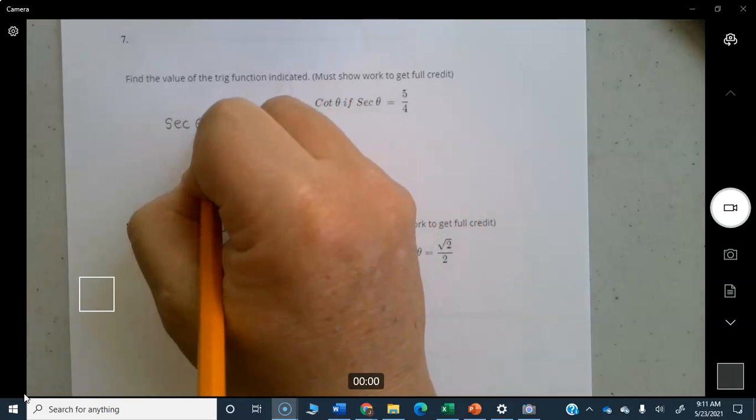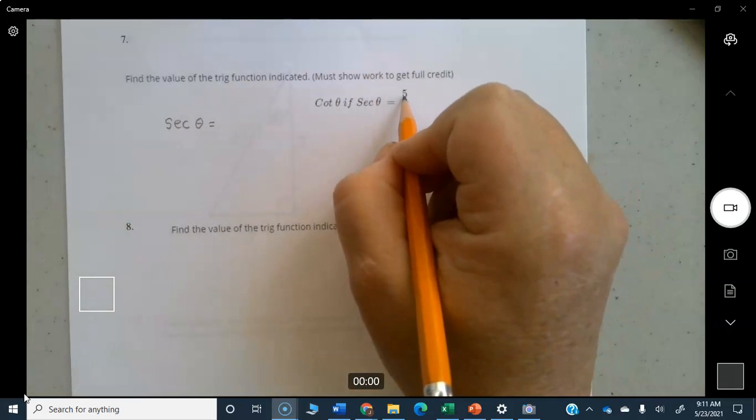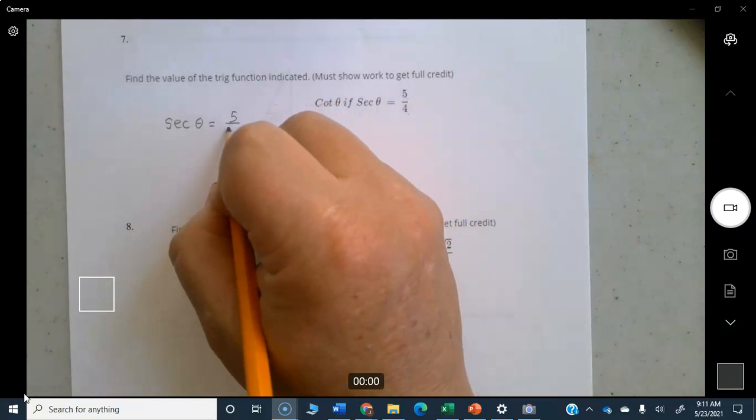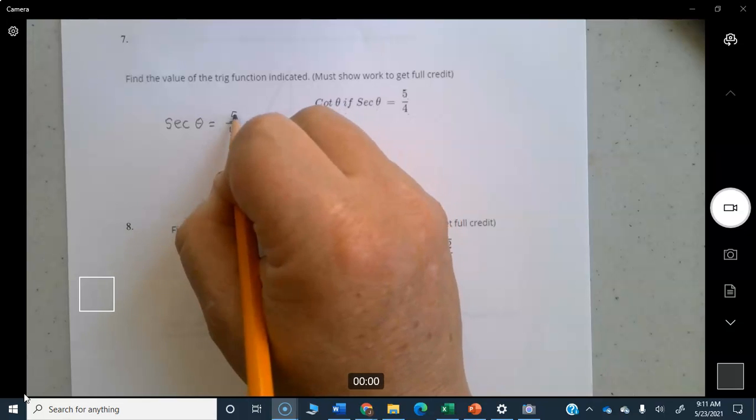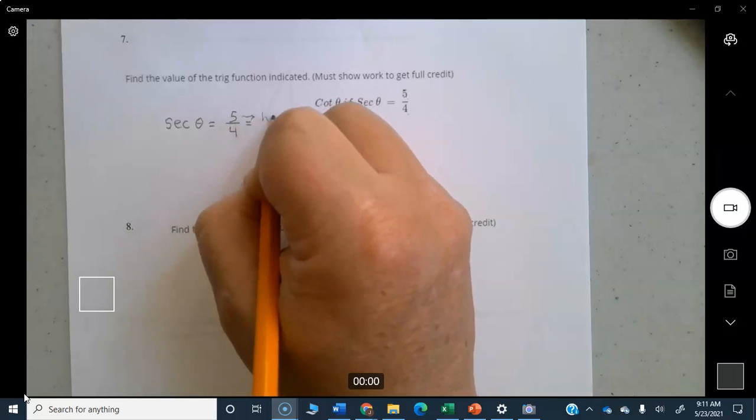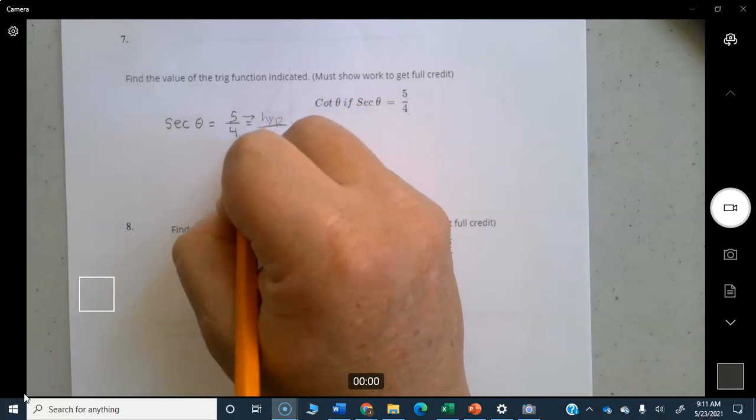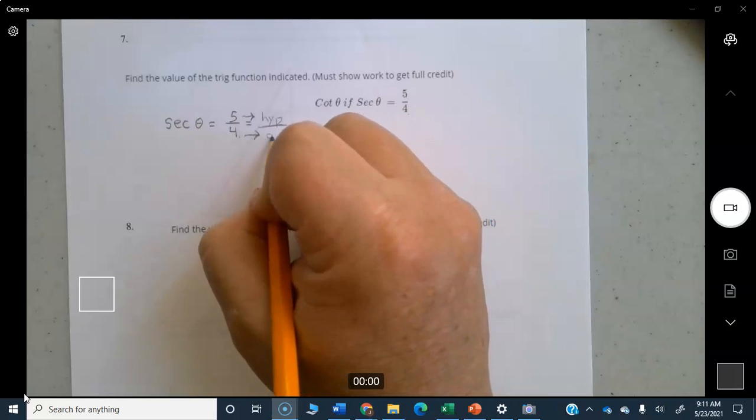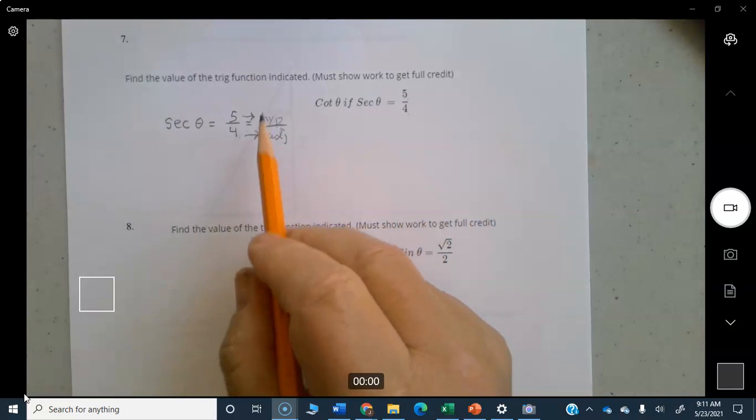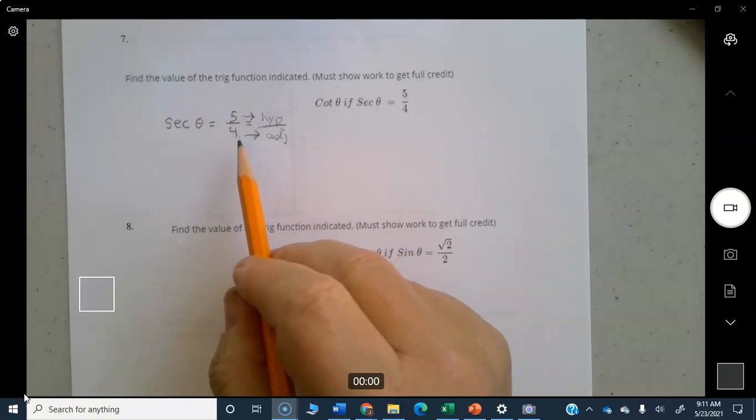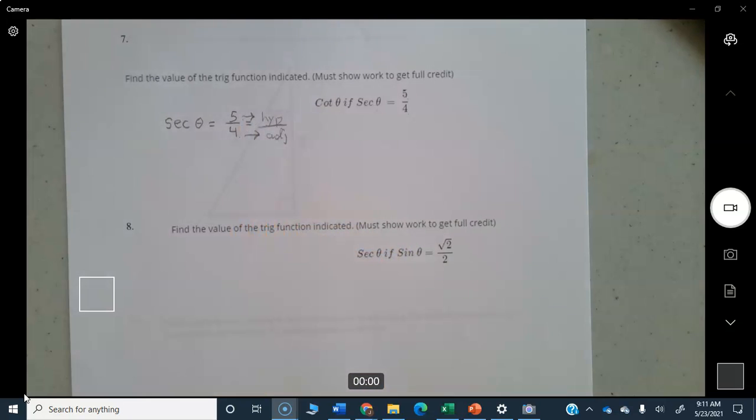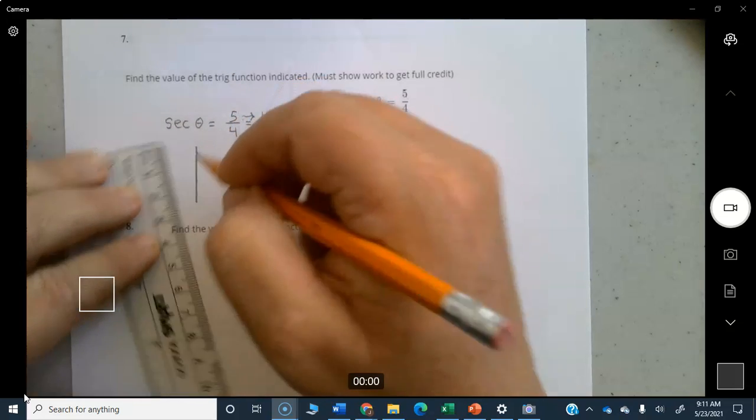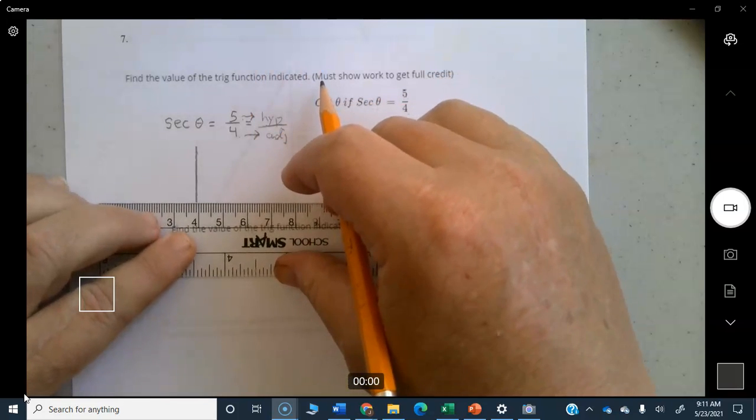We don't know what the angle theta is though, but we know if the secant is hypotenuse over adjacent, then that's 5 over 4. And what that means is that the 5 is the hypotenuse and the 4 is the adjacent. Okay, so we know the hypotenuse, we know the adjacent, and remember again, this has to be a right triangle. So I'm going to draw a right triangle here, and we're going to see how we can figure all this out.